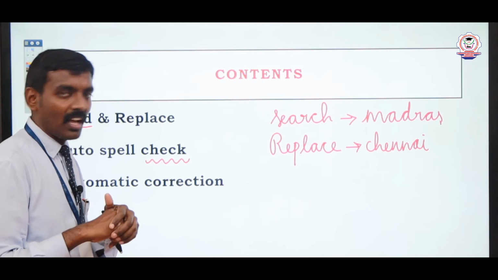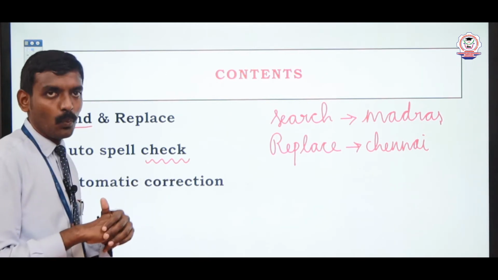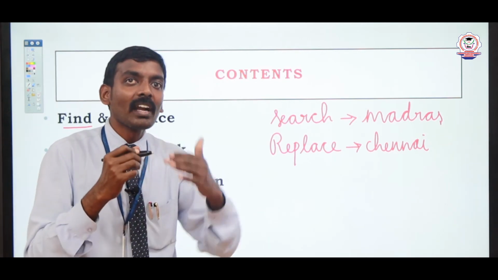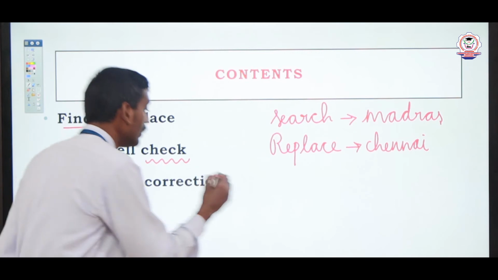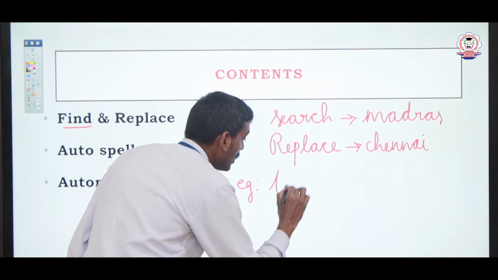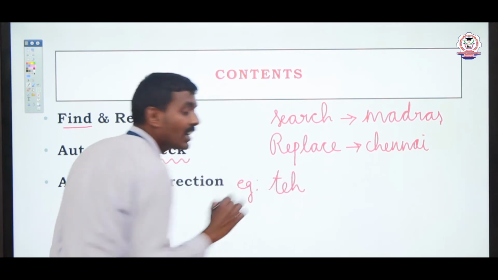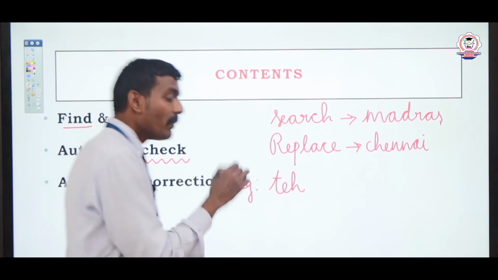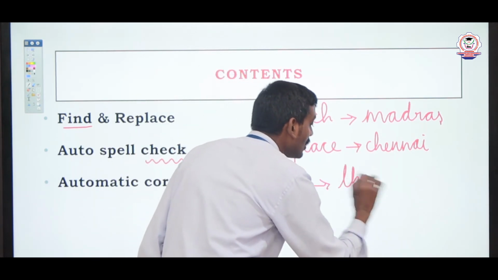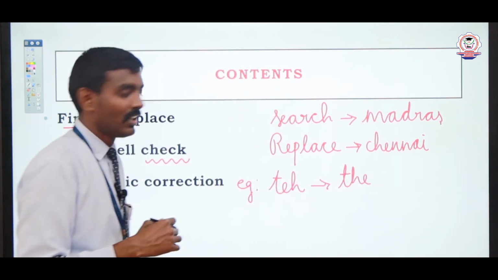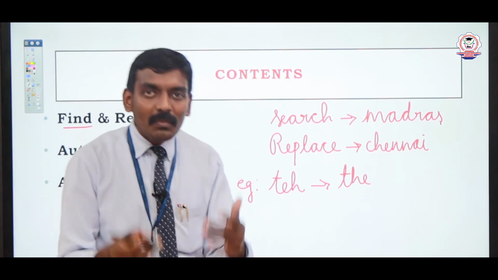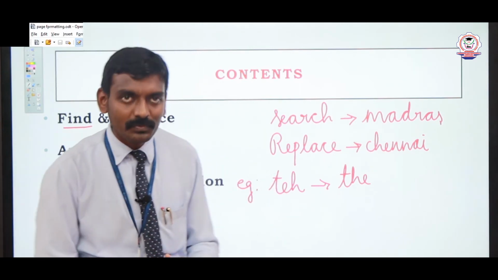Okay, spelling mistakes. And automatic correction. What happens in automatic correction? Some typographical mistakes can be automatically corrected. For example, I type TEH. Is this any word? No, because I wrongly typed it; that is THE. That should be automatically replaced. That is called automatic correction. Now we will see these concepts in practical.